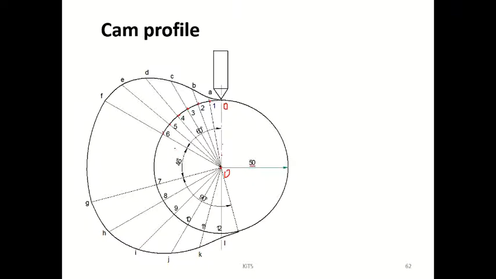After that, dwelling period is 45 degree. After this, you have to take 45 degree and mark it. After this, return stroke 15 degree each.